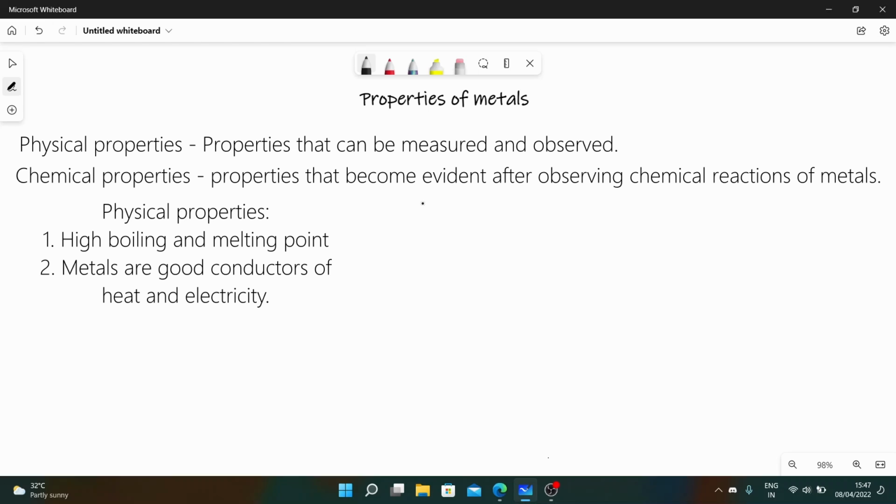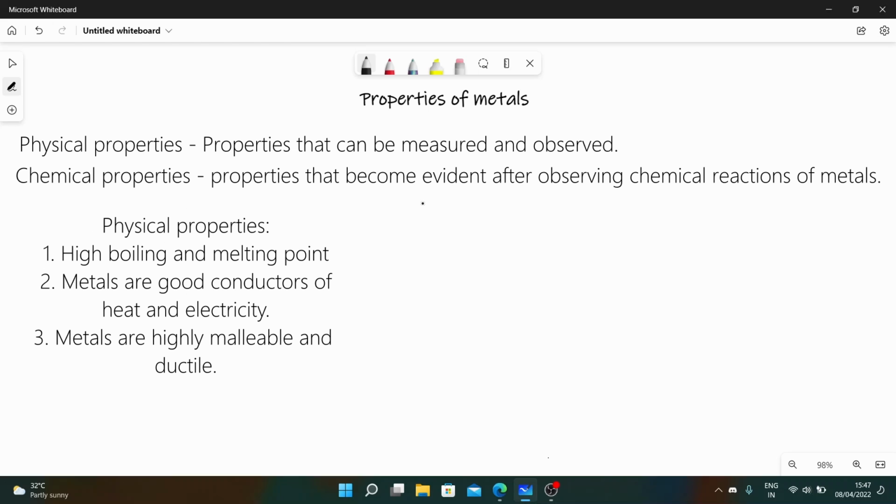The next property we are going to look at is malleability and ductility. Ductility is the property that allows metals to be stretched into wires. In a lattice structure, metal ions are arranged in layers on top of one another. When pressure is applied on the structure, the layers slide over one another and line up to form a wire.